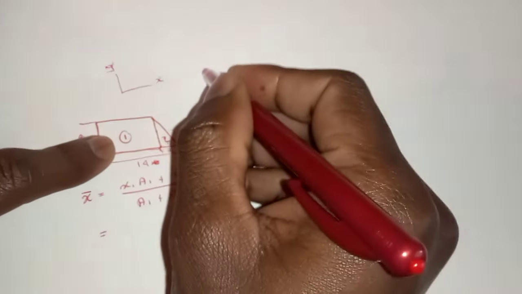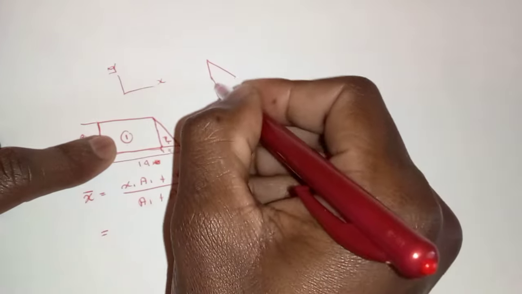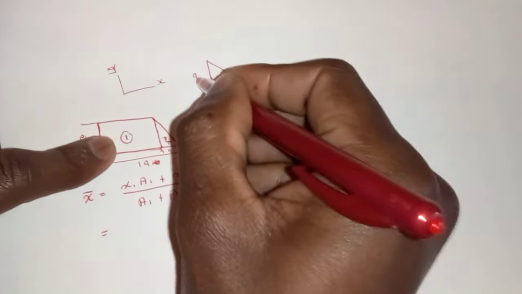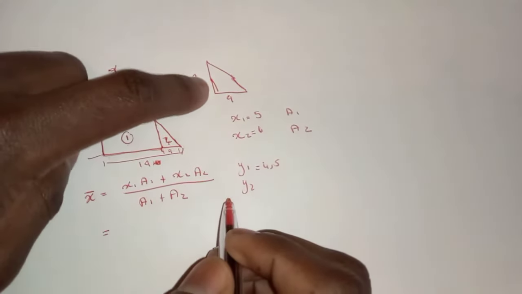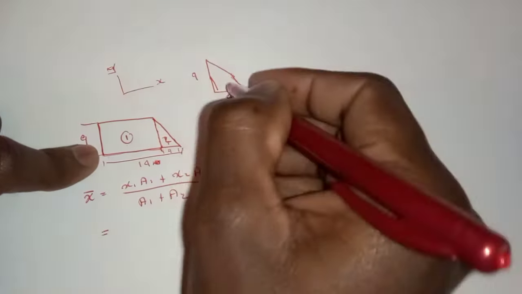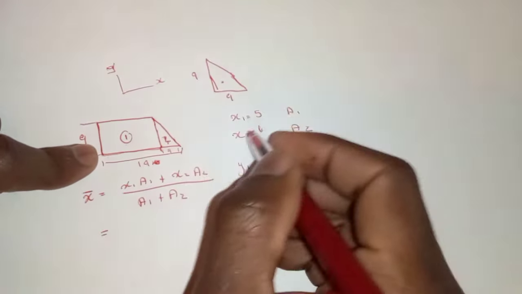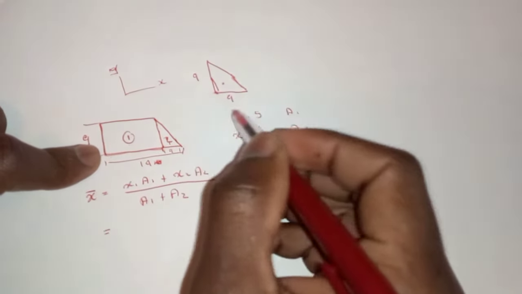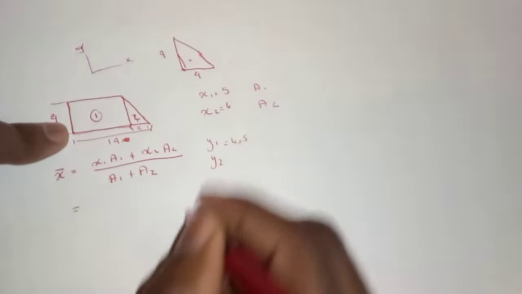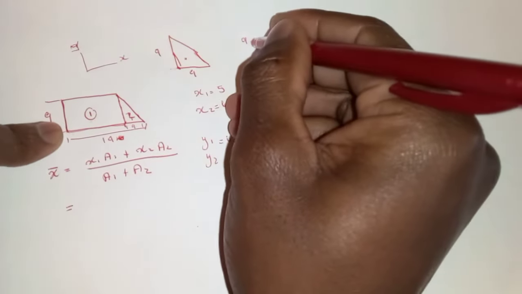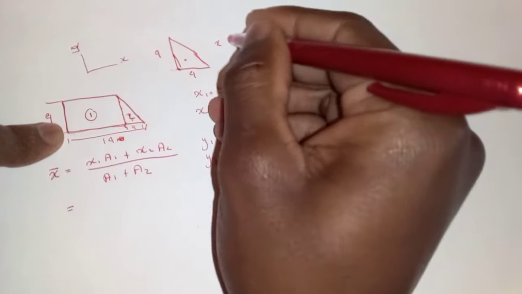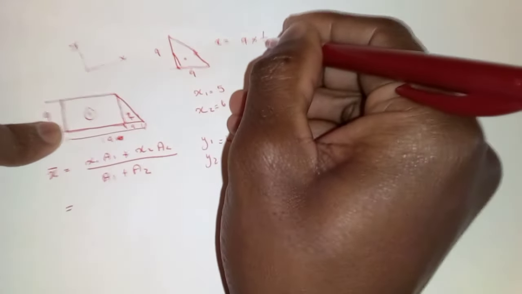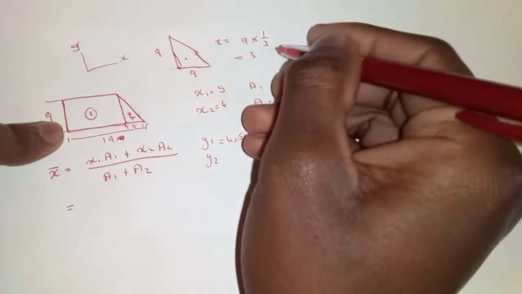Let's take it out like this. We know the dimensions of this structure. Here it's 9, here it's 9. And we said the centroid of this particular structure will be 1/3 from the bottom, 1/3 from this line as well. Meaning our x will be 9 times 1/3, which will give us 3.